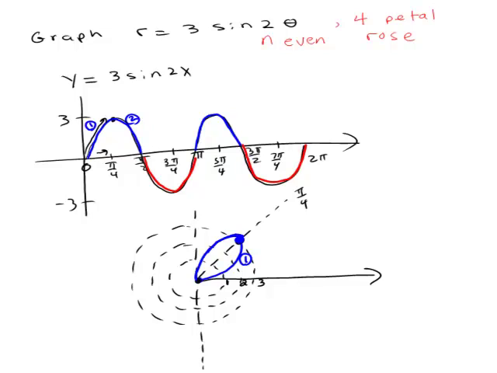So next I want to see what happens as theta goes from pi over 2 to 3 pi over 4. So we're looking at this piece right here. Okay, that's my third piece. So from here to here. Well, the r's are negative. So what happens when the r's are negative?